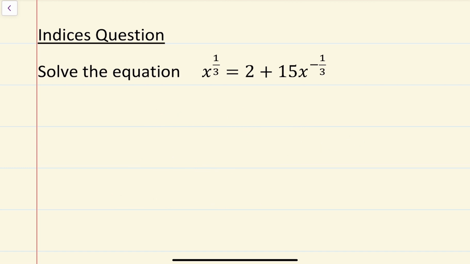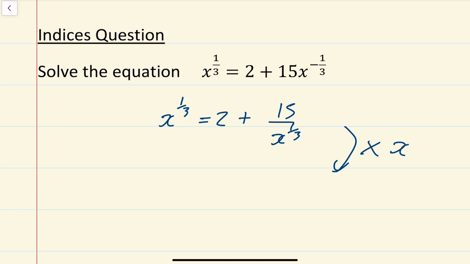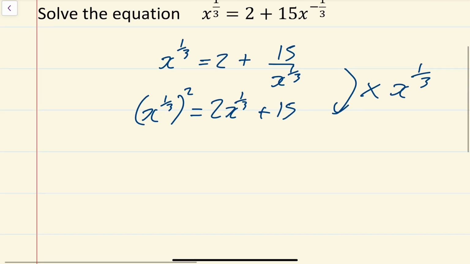So let's just write this out. We're going to write this out slightly differently. I'm going to write it out as x to the power of 1/3 is equal to 2, and my slight difference, I'm going to write this as 15 over x to the power of 1/3. And then I'm going to multiply everything by x to the power of 1/3, which gives me x to the power of 1/3 squared equals 2 times x to the power of 1/3. And this last term multiplied by x to the power of 1/3 just gives you 15.